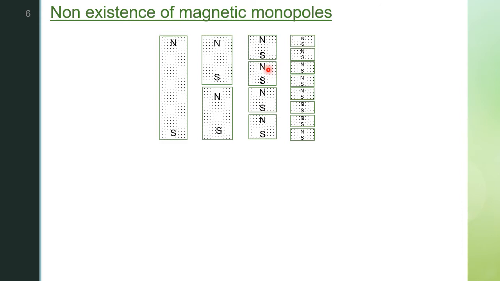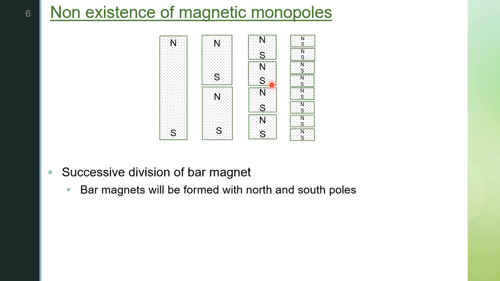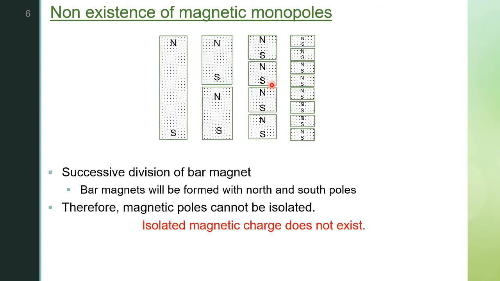One end of the magnet will be north, one end of the magnet will be south, independent of the length of the magnet. So the successive division of a bar magnet will form bar magnets with both north poles and south poles. So the magnetic poles can't be isolated. Therefore, an isolated magnetic charge will not exist in the case of magnetostatics. So that is the property in magnetostatics.